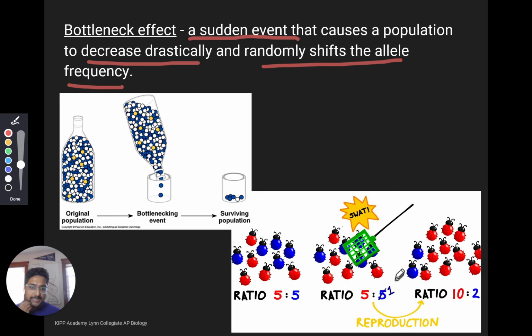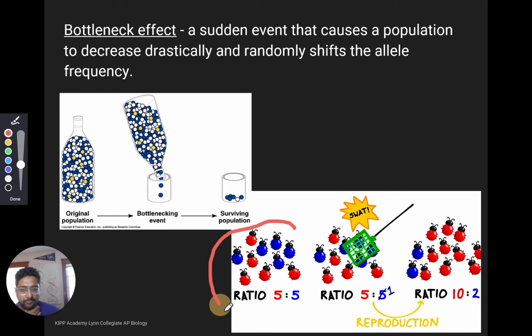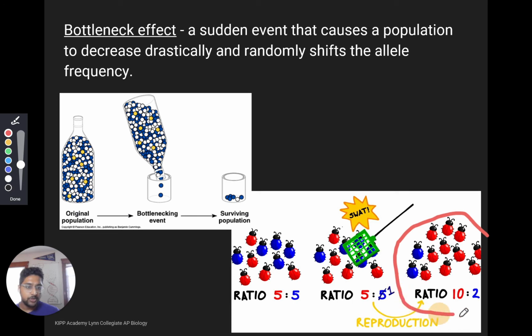So you can think about this as, let's look at this example over here. In the beginning, you have an equal ratio of blue and red bugs. And then a bottleneck event happens where, randomly, you end up hitting these 4 blue bugs. It's not because you saw blue better, but just because it's a random event. And so now the ratio changes, and over time you'll end up with a larger population of red bugs than blue bugs because of the bottleneck effect, a drastic decrease due to a random chance event.